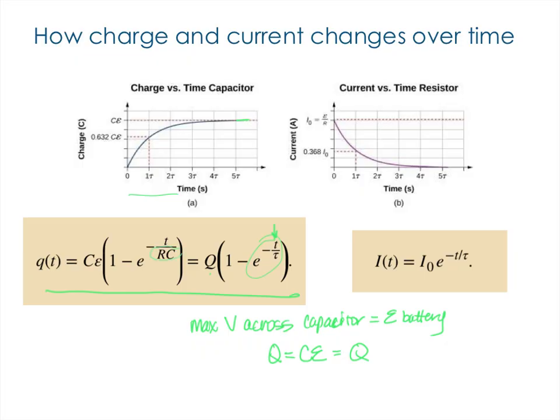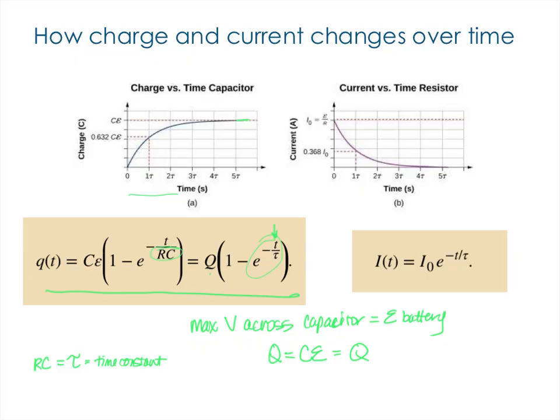You notice that in the denominator of this exponential, we have R times C. R times C is often called tau, or the time constant. It allows us to quantify how quickly the capacitor will charge up. A bigger time constant would mean longer. The units of tau are actually seconds.